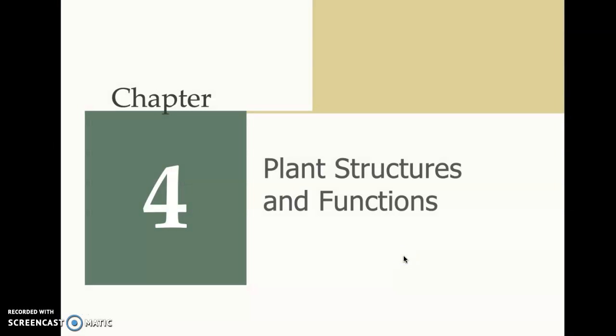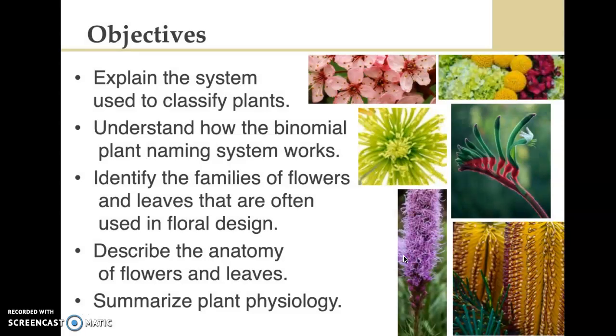All right, this is Chapter 4, Plant Structures and Functions. So for your objectives today, or your learning targets, you'll explain the system used to classify plants, understand how the binomial plant naming system works, identify the families of flowers and leaves that are often used in floral design, describe the anatomy of flowers and leaves, and summarize plant physiology.